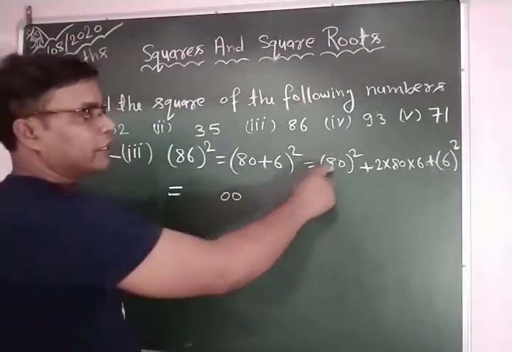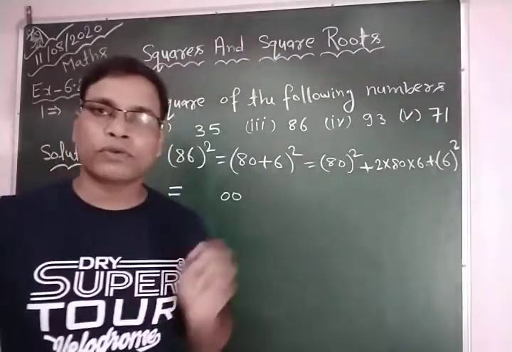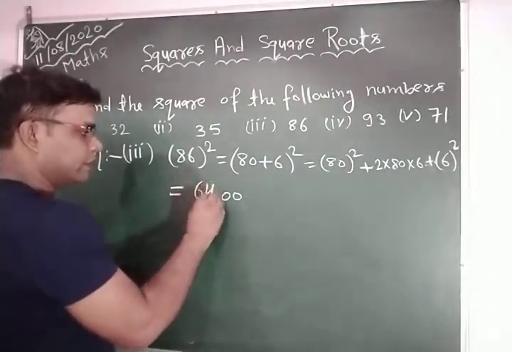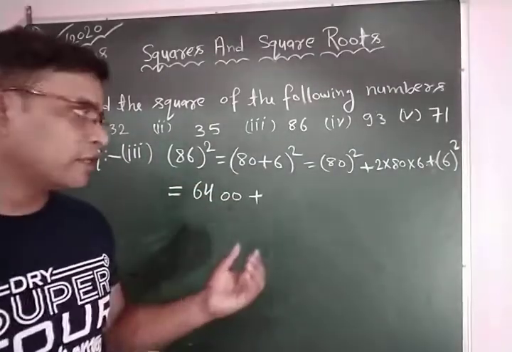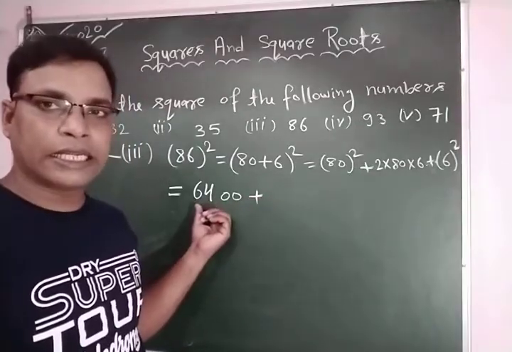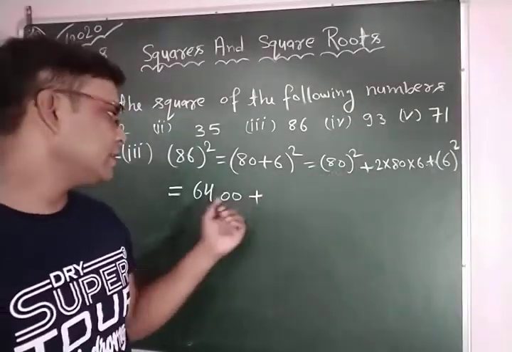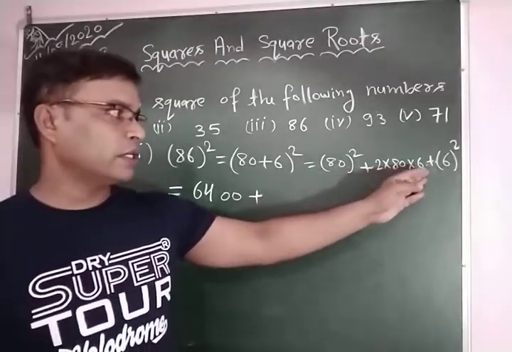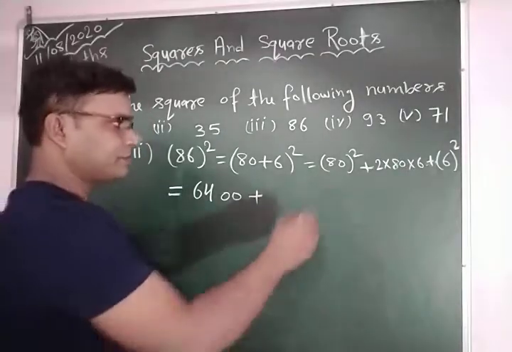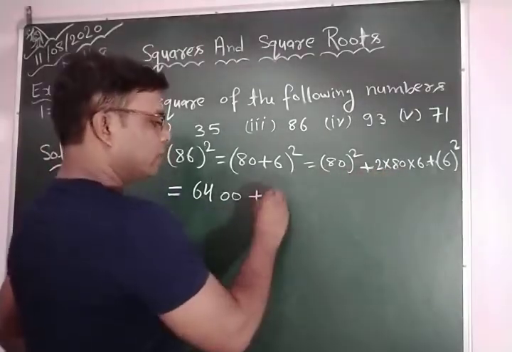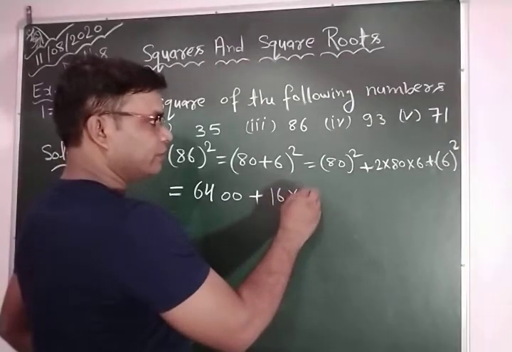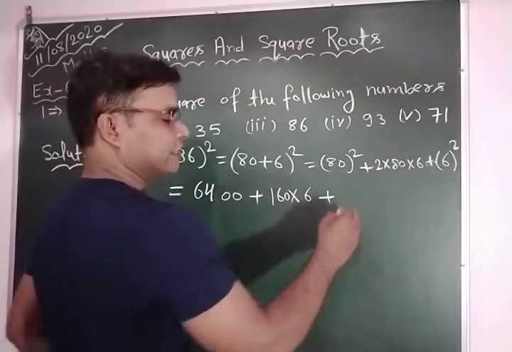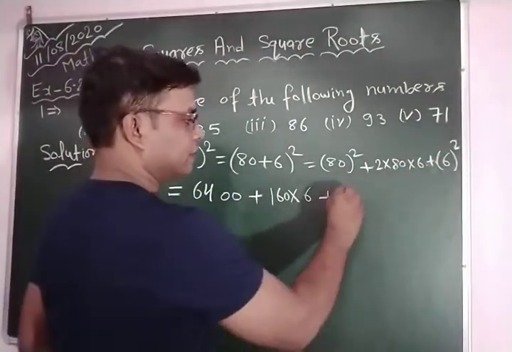Okay, and after this we know square of 8 is 64, so you can write here 64. It means that square of 80 is 6,400. Okay, now plus 2 into 80 into 6. So 2 into 80 is 160, into 6. Clear? Plus square of 6 is 36.